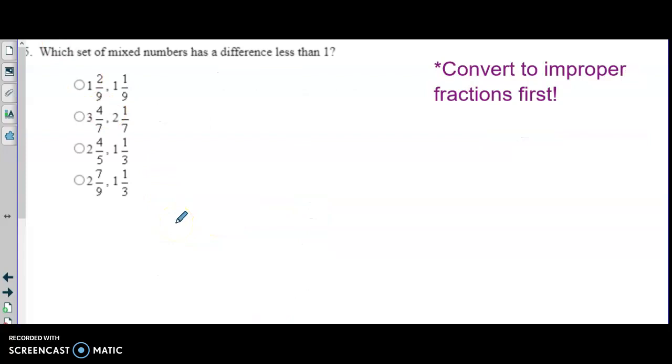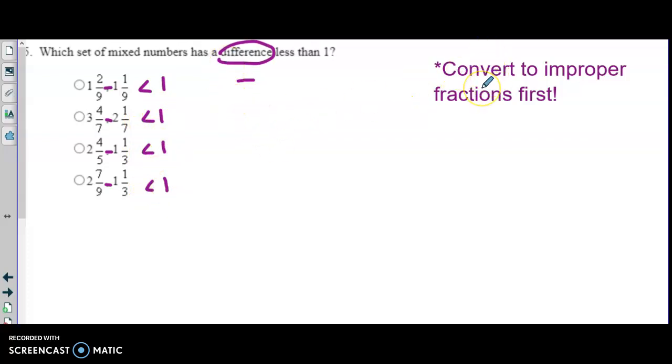All right, which set of mixed numbers has a difference less than 1? Remember, difference means subtract. So we're going to be subtracting each of these to see which one has a difference less than 1. So it can be anything less than 1, like 0.5 or 0.8 or anything like that.